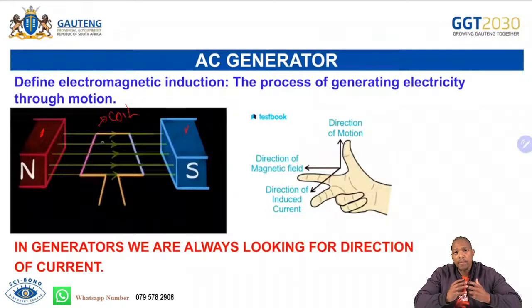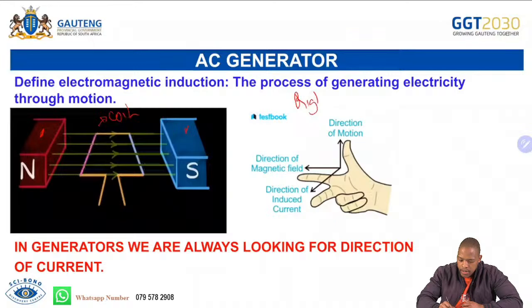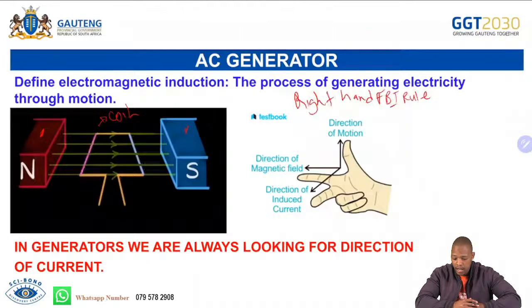Right. So the first important thing that we must be able to do when it comes to a simple generator like this is determine the direction of the current that is induced. And how do we do that? We look at the right-hand rule. Some people call it Fleming's right-hand rule, some people call it the right-hand generator rule. I call it the right-hand FBI rule, to ensure that I always remember it.